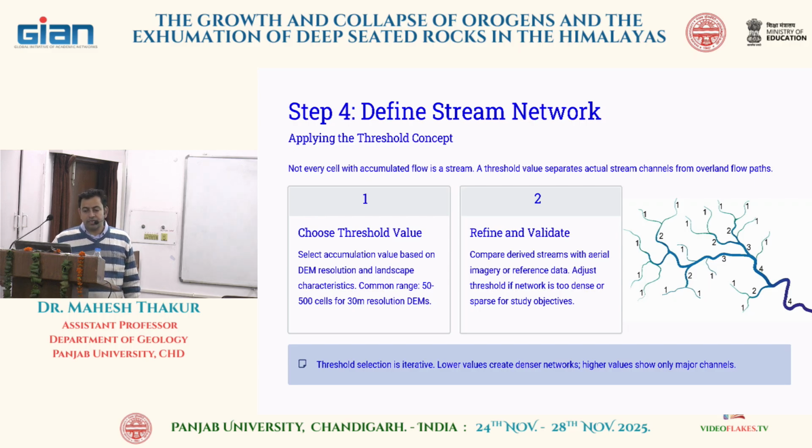Then the next step is to define the stream network, applying the threshold concept. Not every cell will accumulate flow in a stream. Threshold values separate actual stream channels from overland flow paths. So one is to choose a threshold value: select an accumulation value based on DEM resolution and landscape characteristics, which commonly ranges from 50 to 500 cells for a resolution of 30 meters.